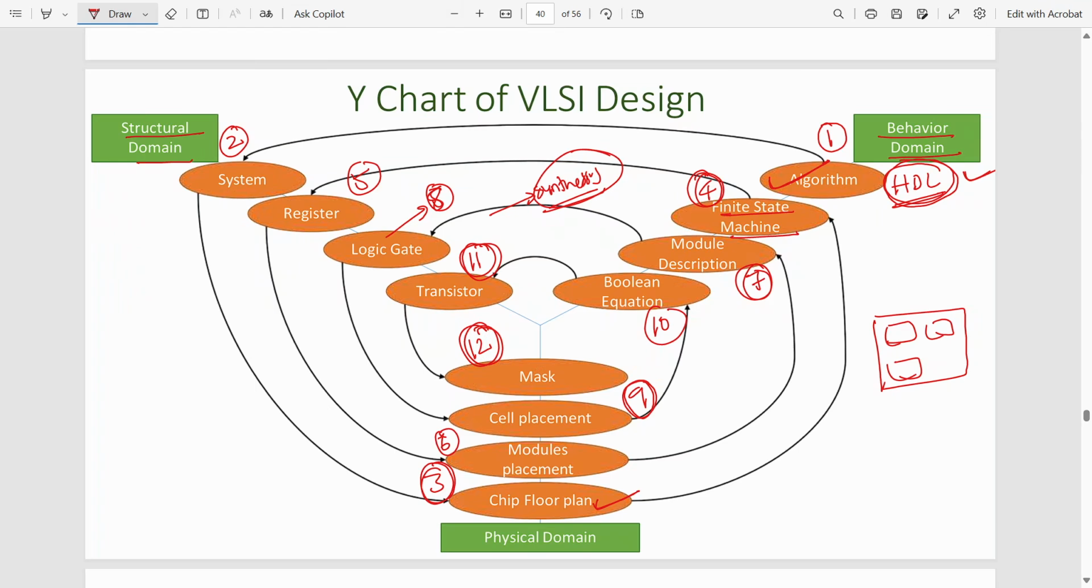Basically there are mainly three domains: one is the behavioral domain, next is the structural domain, and next is the physical domain. So algorithm and system, chip floor planning, finite state machine, register, module placement, module description, logic gates, cell placement, boolean equation, transistor, and mask. Like this we get the Y chart for VLSI.